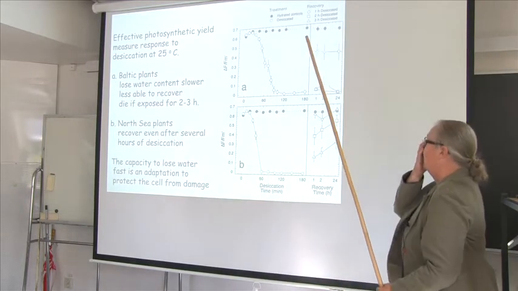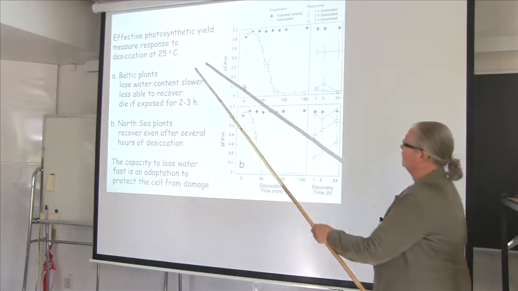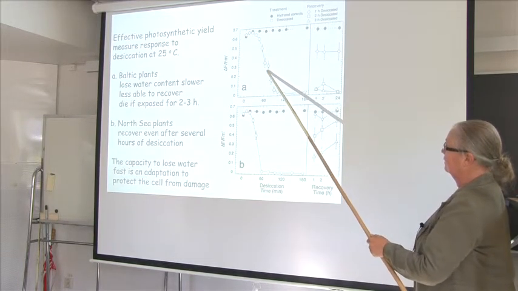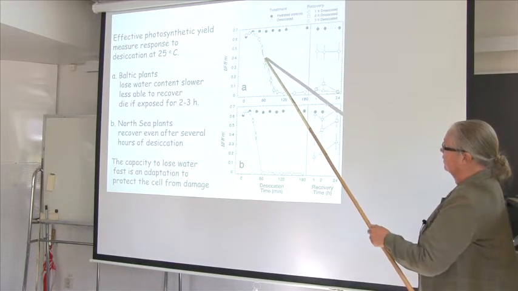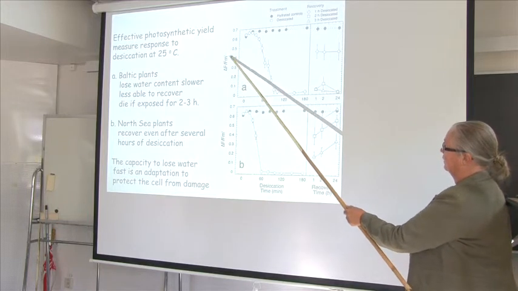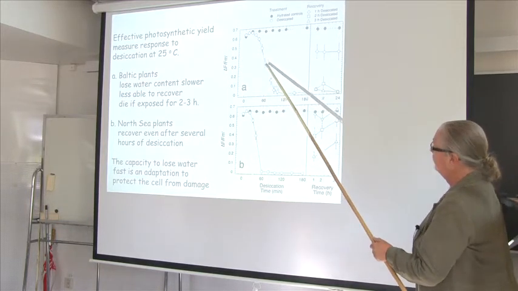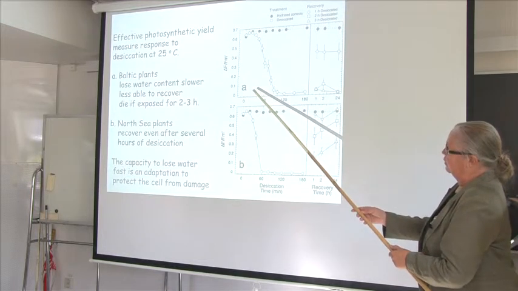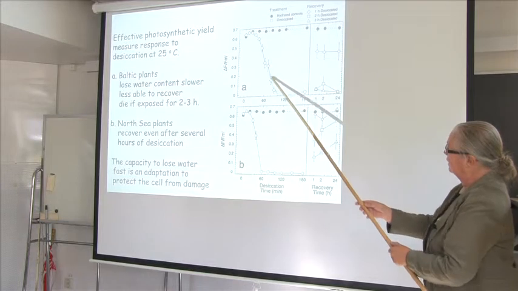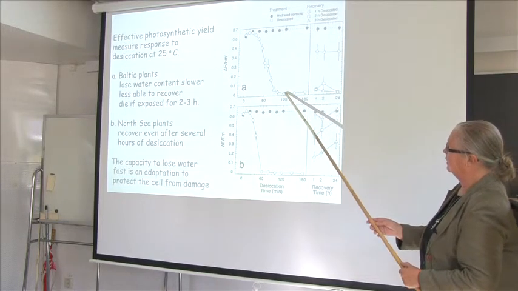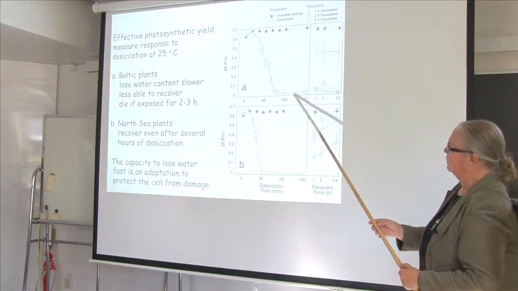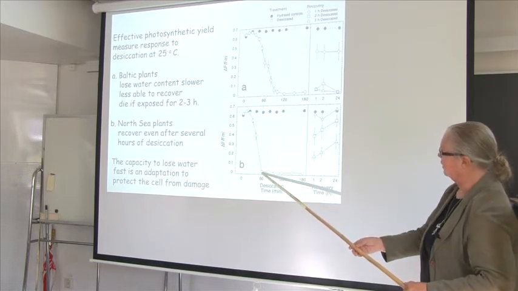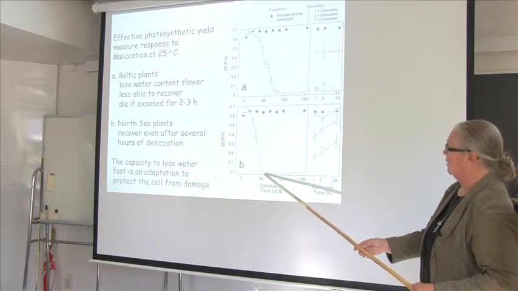I liked that. So what we did, we put these plants, we have the control plants up here, and then we let them desiccate, and here we get the effective fluorescence yield, which is this ratio, and we desiccated them at 25 centigrade. And the interesting part is really that these are the Baltic plants. It takes quite a while until they have lost all the water and are more or less getting a constant, very low effective photosynthetic yield. While this curve, you can see it drops much quicker, and then it gets constant.